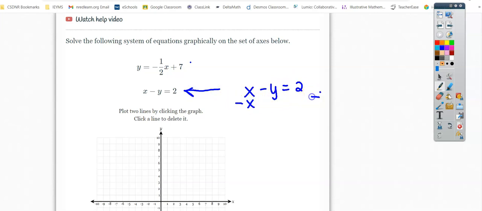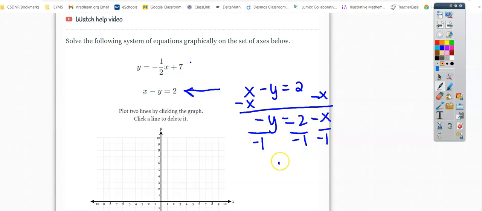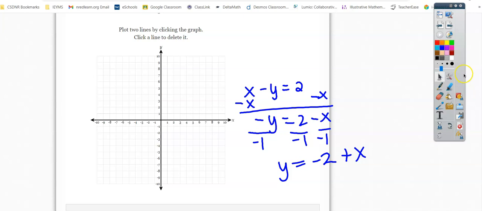I'm going to subtract x. But don't forget, you cannot have a negative sign in front of your variable. So you divide by -1. And there's my second sentence. Alright, so my first sentence is y equals -1/2 x plus 7. So I'm going to graph that one here.